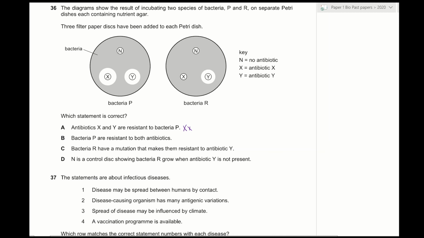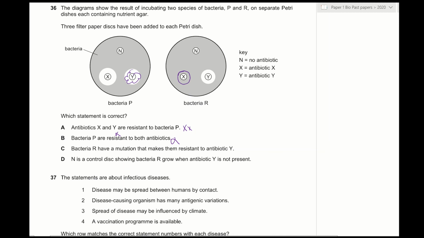B. Bacteria P are resistant to both antibiotics. This statement is actually incorrect. If bacteria P were resistant to both antibiotics, then they would actually grow around the antibiotics, just like bacteria R and X. But here, they've left a distance. This distance actually shows that the bacteria is not resistant to the antibiotic. Otherwise, it would normally grow around it. Therefore, B is incorrect.